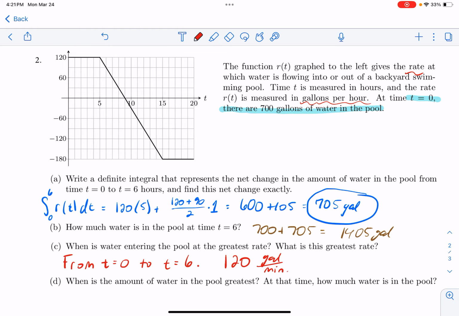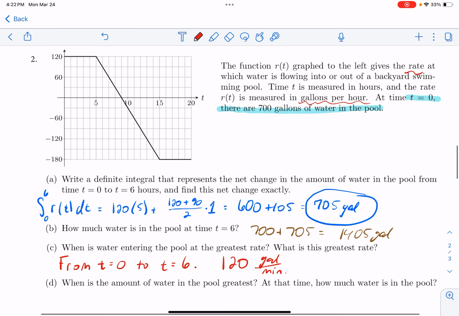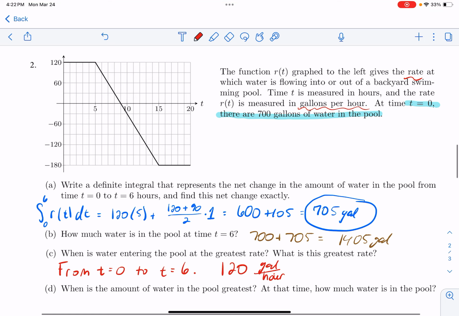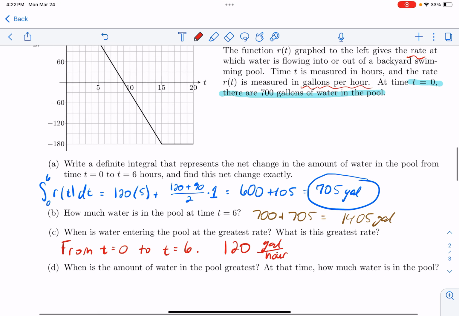I'm sorry, not gallons per minute. Gallons per hour is our unit. My bad. 120 gallons per minute would be insane. All right, so 120 gallons per hour is our greatest rate.